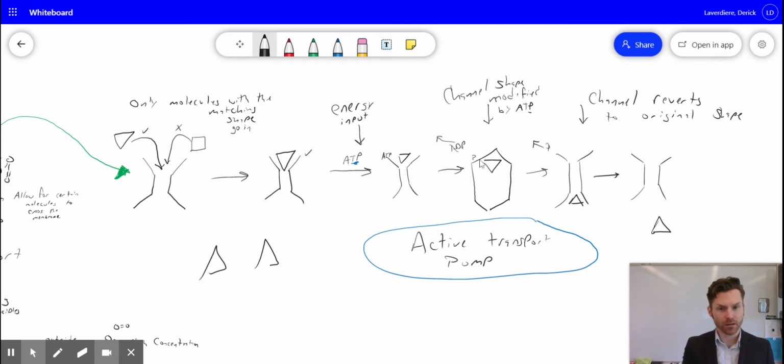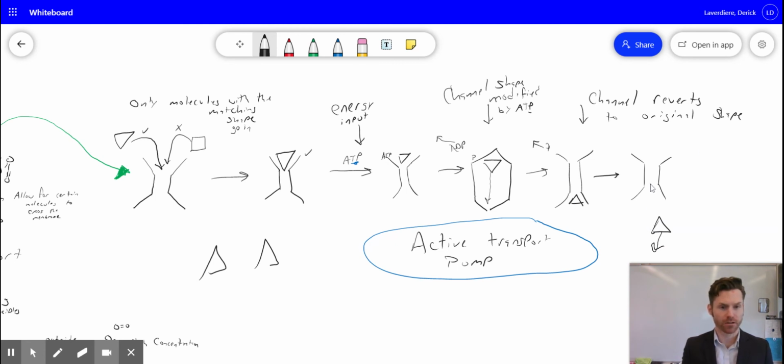Sticking this P onto the channel changes the shape of the channel. So I went from being this configuration to now being this configuration. And so now it's open on the inside and closed on the outside. The triangle will now move forward and down, and now the triangle is down here. Eventually the P will fall off, and the protein channel will go back to its original shape. When it goes back to the original shape, the triangle falls out and it goes to the other side of the membrane.